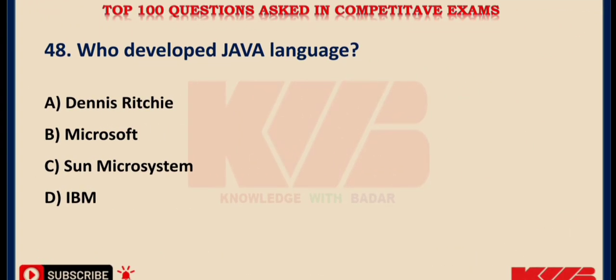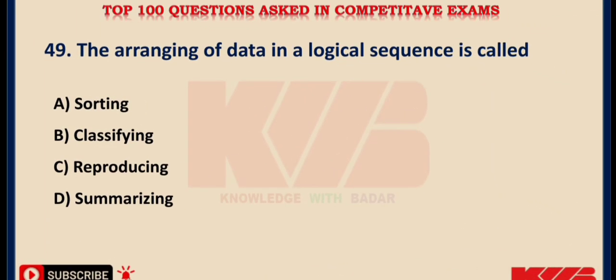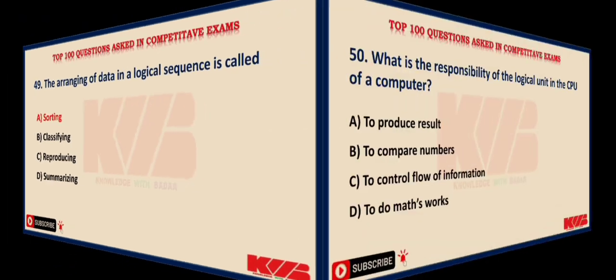Who developed Java language? Dennis Ritchie, Microsoft, Sun Microsystem, or IBM? And Java language was developed by Sun Microsystem. Question number 49. The arranging of data in a logical sequence is called sorting, classifying, reproducing, or summarizing. Yes, sorting. Question number 50.